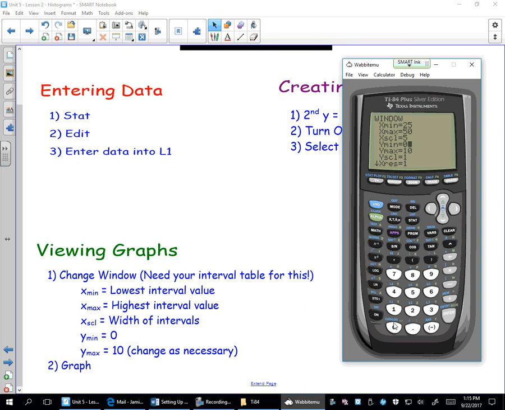You can't have negative frequencies, so the lowest you can have is 0, so leave it there. And then the 10 we leave as 10. You can change that as necessary. If your bars go off the screen, make it bigger. If they're fine the way they are, then you're fine.